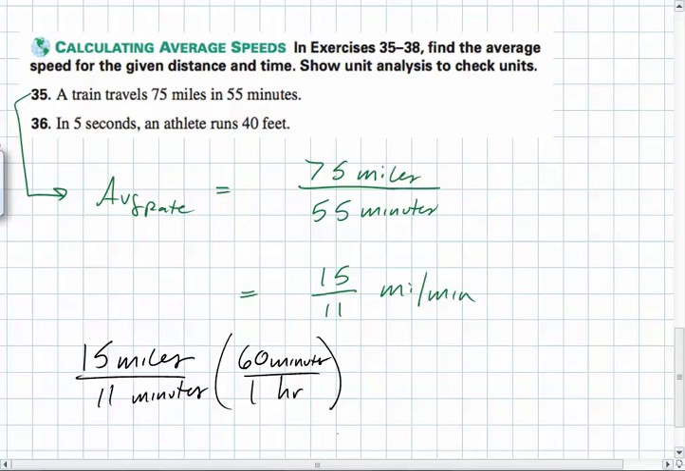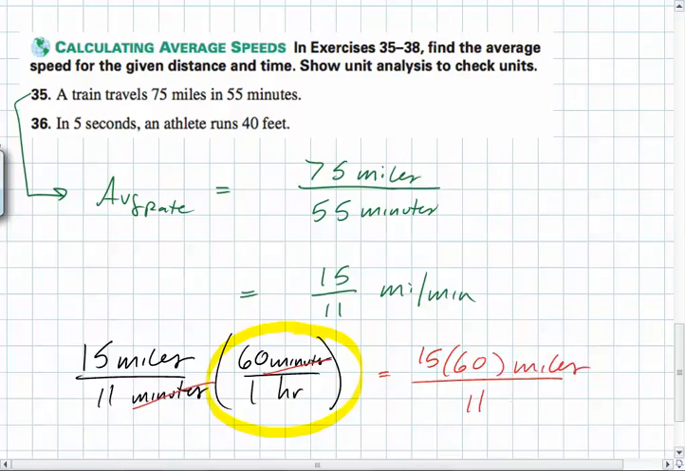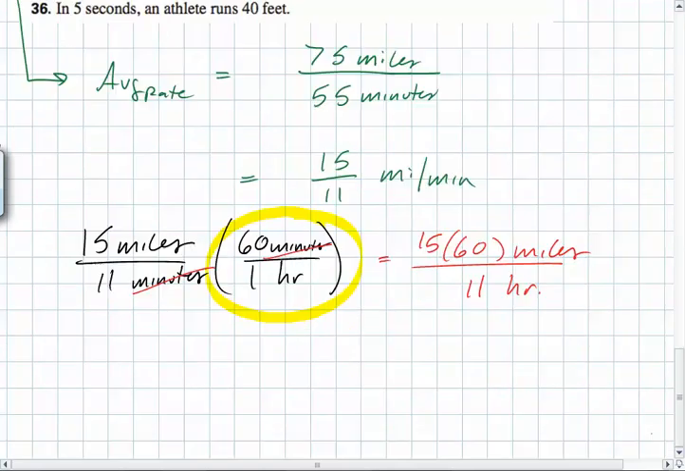This expression is 1, so when I multiply by anything else, that's not going to change the value of 15 miles over 11 minutes. What's nice about this is that since you have minutes on top and minutes on the bottom, they cancel, leaving you with 15 times 60 miles, that's what's left on top, over 11 hours. So now we have 15 times 60 miles over 11 hours. So that is miles per hour. So the answer would be 15 times 60 over 11 miles per hour, which you can write as MPH if you'd like.